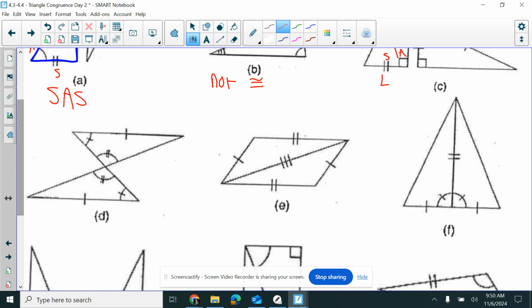Let's look at a couple more examples. With this one, I have two angles on one side, angle, angle, side. And I notice that the side is not in between the two angles, so the answer would be angle, angle, side. This one, side, side, side. That's it.